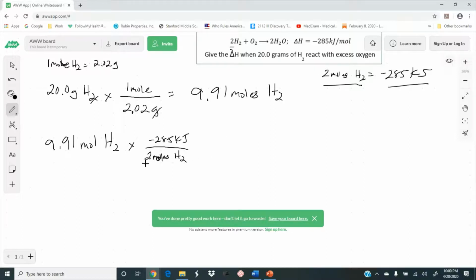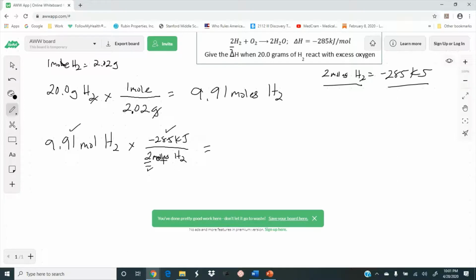Once again, the reason why this 2 is here is because the coefficient of H2 is 2. If the coefficient of H2 had been 5, I would have put 5 moles of H2. I was still going to take this number of kilojoules on top, but I'm going to divide it by the coefficient number of moles, okay? Because 1 mole of reaction has 2 moles of hydrogen, and 1 mole of reaction gives off this much energy. Now I can go ahead and do my calculations. I'm going to take my 9.91 multiplied by negative 285 divided by 2, and that's going to give me my answer.